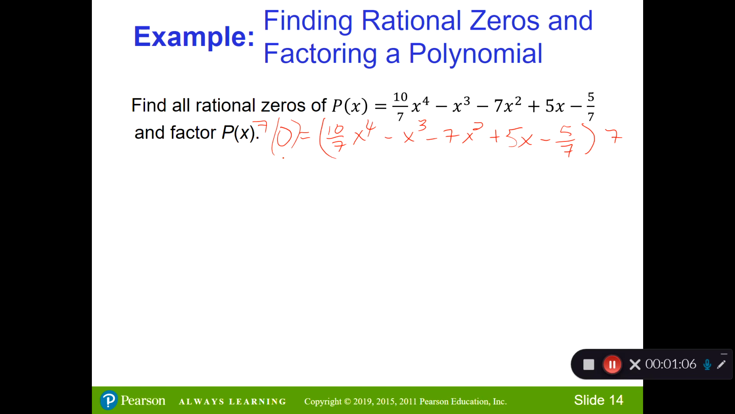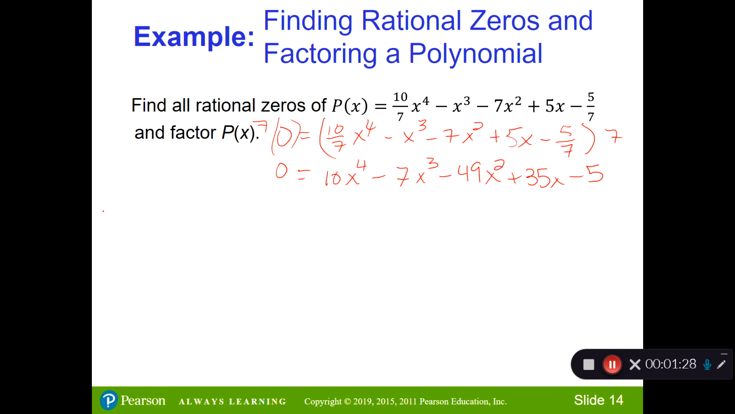So 7 times 0 is 0. 7 times 10 over 7 is 10, x to the fourth. 7 times this is minus 7x cubed. 7 times this is negative 49x squared. 7 times this is plus 35x. And then 7 times this is a minus 5.